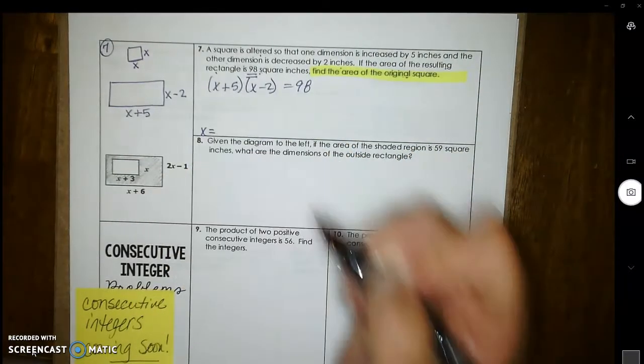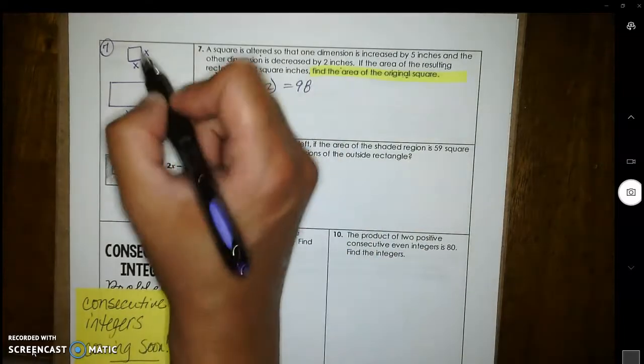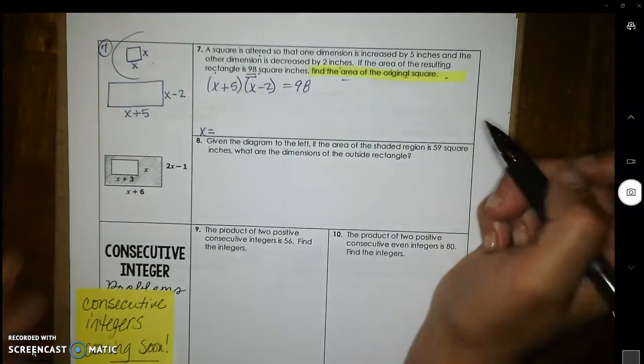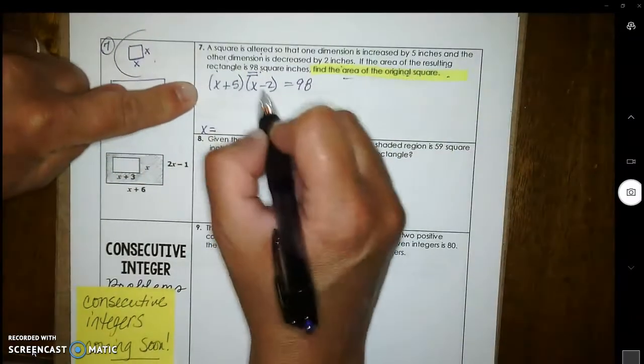When I get all the way done, I'm going to get an answer for x, and then I'm going to know what the dimensions of my square were, and I'll be able to find the area of the original square. Okay, let's go FOIL this out.